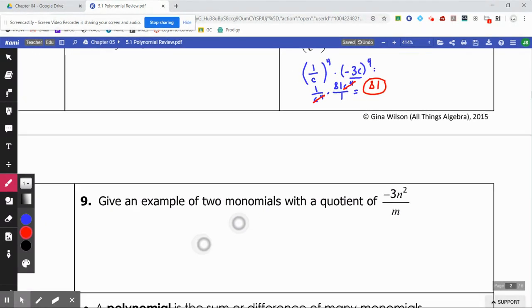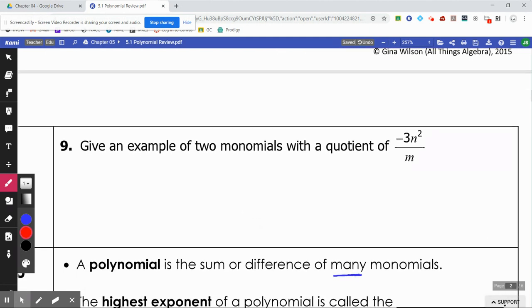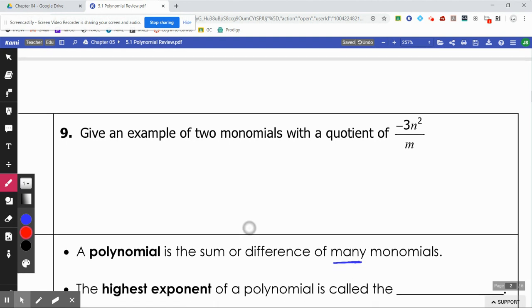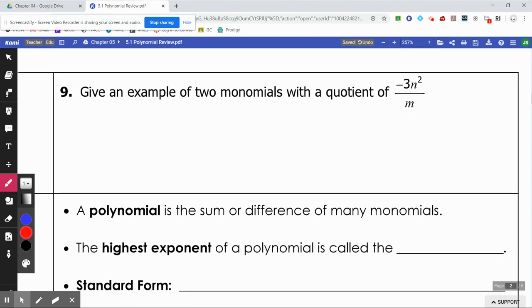Okay, number 9 says, give an example of two monomials with a quotient of -3 n squared m. So what could we simplify that would give us -3 n squared m? So let me draw a fraction bar. First off, the -3, there's several answers that you could put here. I know that -6 divided by 2 would be a -3, so we're just working backwards here. You've got two n's on top, so you might have started with like 6 n's on top and maybe 4 on bottom, and that would have left you with 2 n's on top.